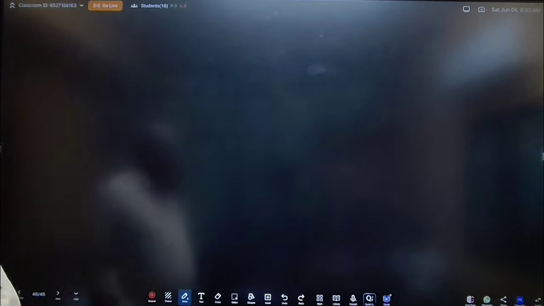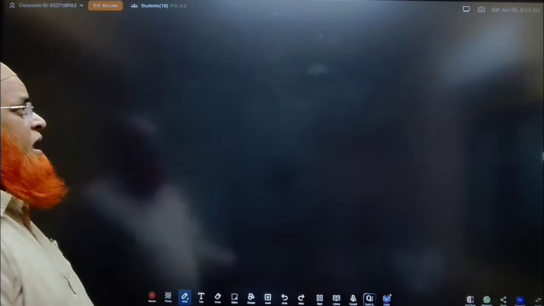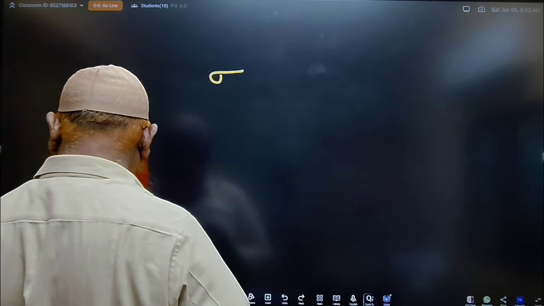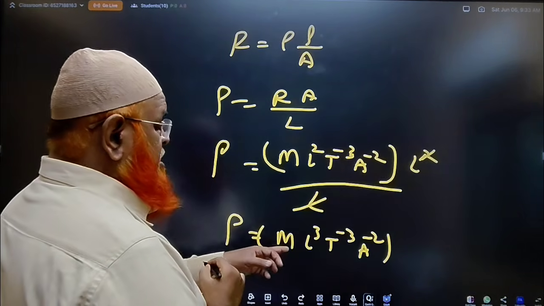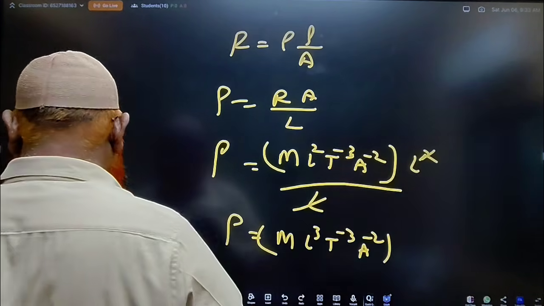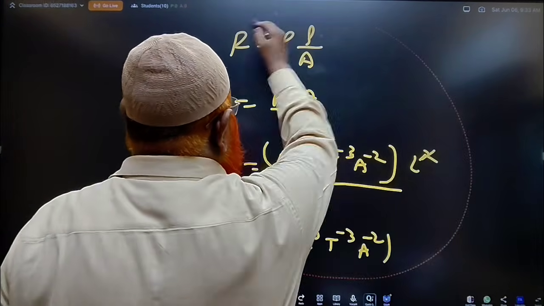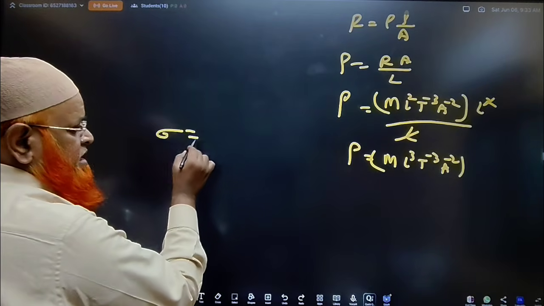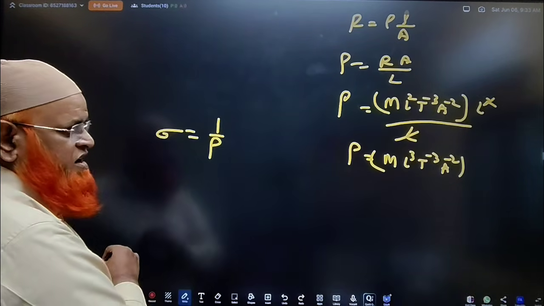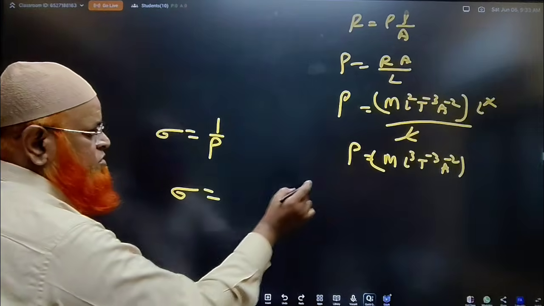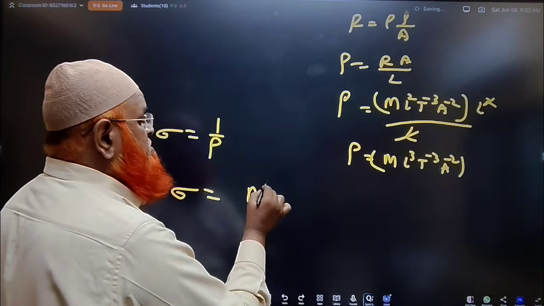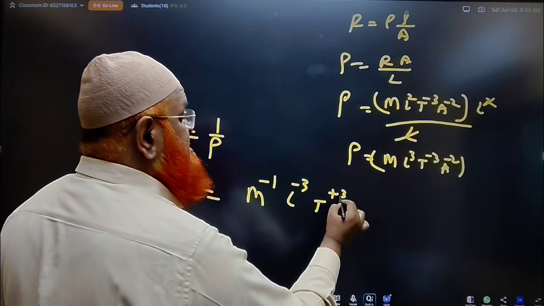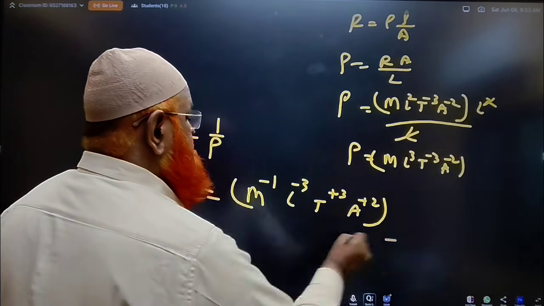Next, electrical conductivity. See, electrical conductivity is sigma. So the resistivity formula is there. Resistivity is nothing but the reciprocal of conductivity. So sigma is equal to M^-1, L cube becomes L^-3, T^-3 becomes T^3, and A^2. Now what is this?